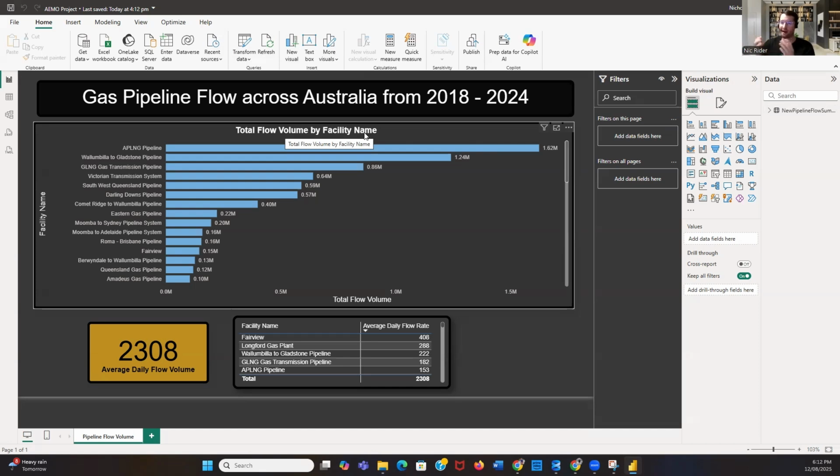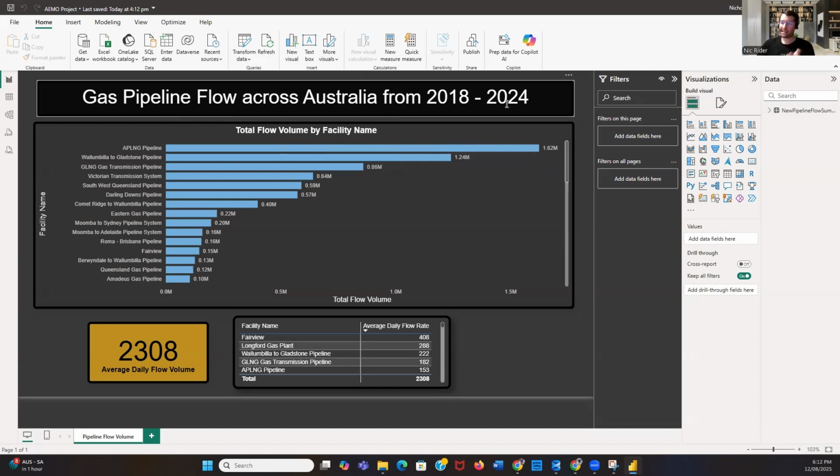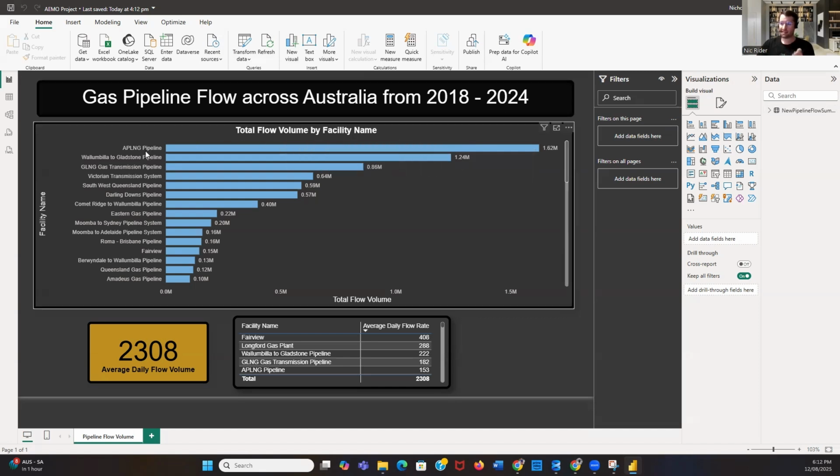So we're looking at essentially the same data here. We're just looking at it in a visually more appealing, aesthetic way in which you can generate a story. Okay, so the total flow volume from 2018 to 2024, the largest was the APLNG pipeline, followed by Wallumbilla to Gladstone and GLNG gas transmission pipeline. Okay, so this is just the total amount that has flowed through these pipelines throughout this period.